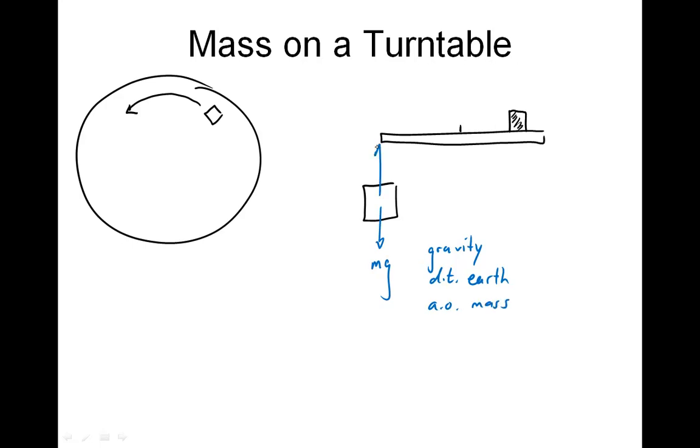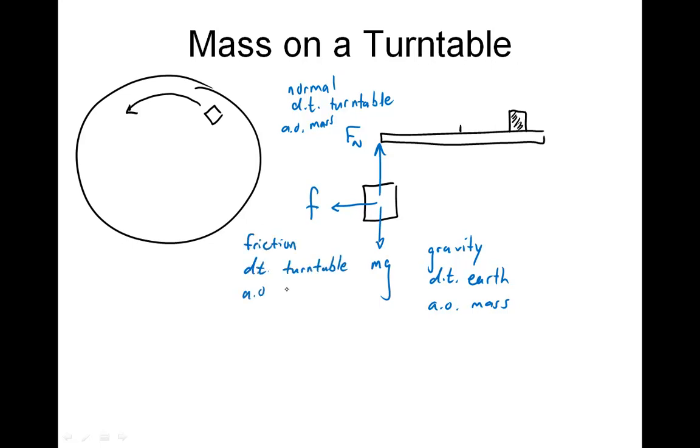In addition, there's a normal force pushing up, and that normal force is due to the turntable. That's the surface the mass is standing on, and that's also a force acting on the mass. Finally, there's going to be a force to the left, and that's a frictional force in this scenario. I'm just going to say it's a force due to friction. That's a frictional force due to the turntable, acting on the mass. So there are my forces.